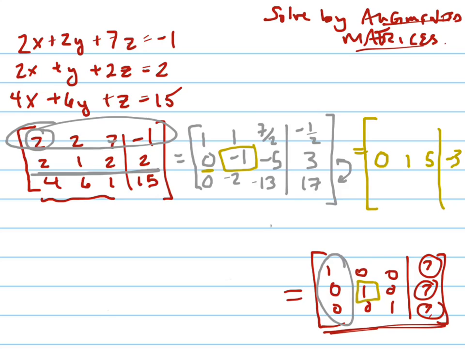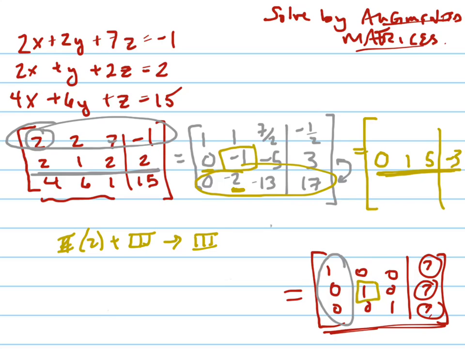Now, this bottom row, I want to turn this into a 0. So I'm going to multiply this new row here, look at this new row now, by 2 and add it to this row to get my new third row. So my new row 2, I should write it like that, times 2 plus row 3 becomes my new row 3.